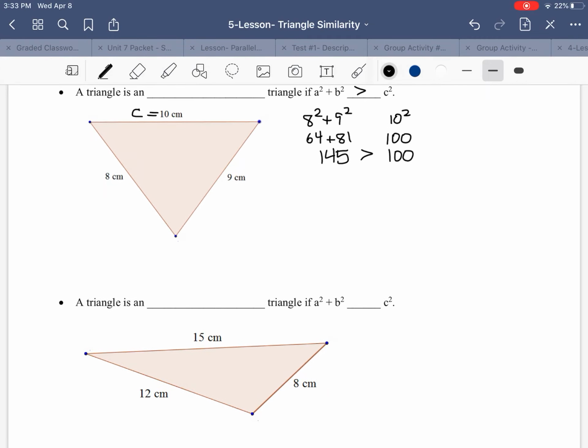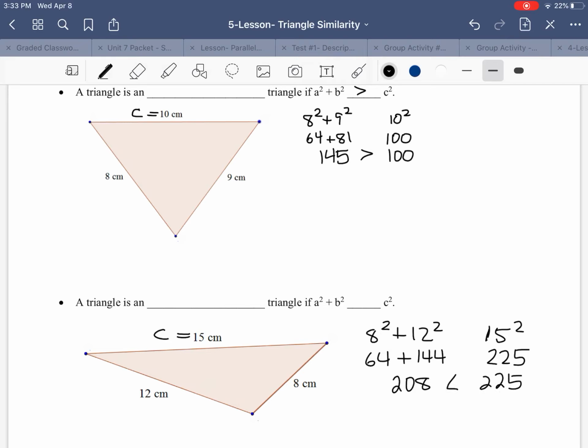All right, so let's take a look at the next one. Same idea. Here's my C. We're looking at 8 squared plus 12 squared, and then 15 squared. 64 plus 144. That should be a 15, but my pen is struggling here. 225. All right, so we're looking at 208. Compared to 225, 208 is less than 225.